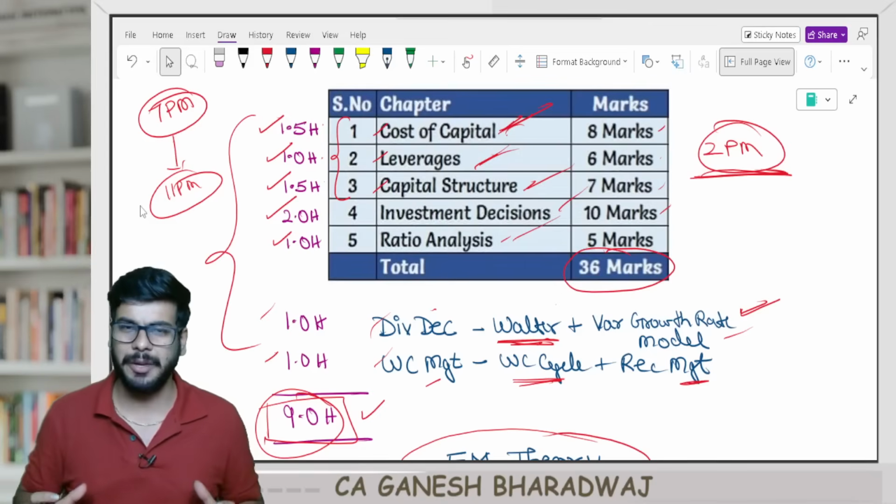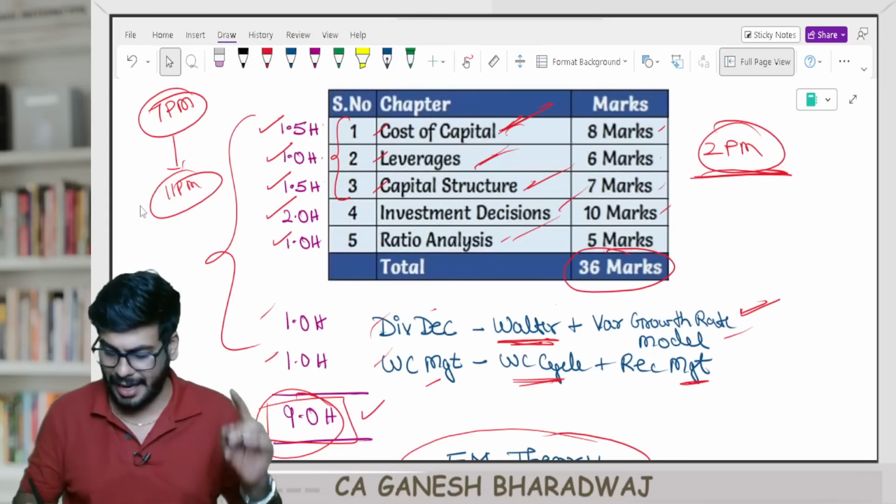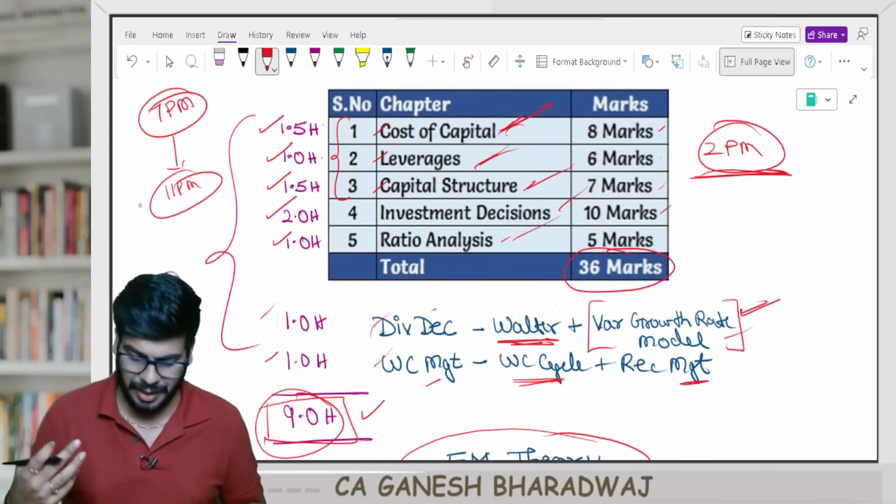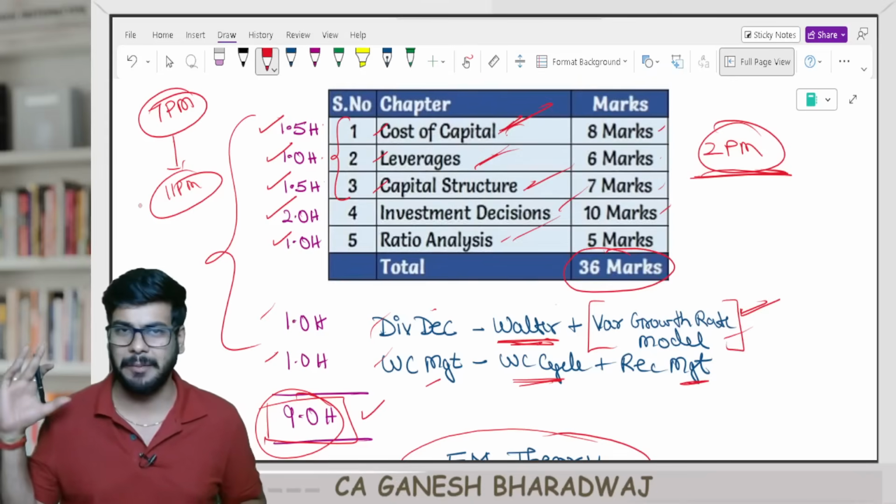So this is going to be the strategy. Just focus on this. And guys, give importance to the variable growth rate model, because somehow I feel that it might get tested in this September attempt.